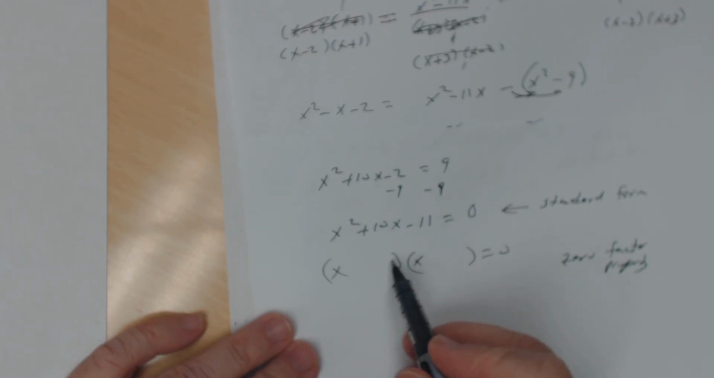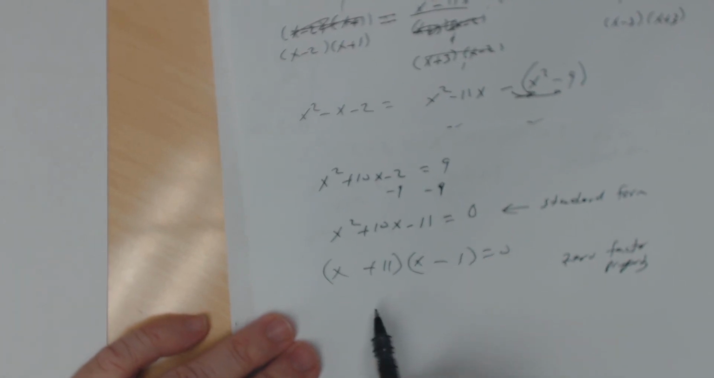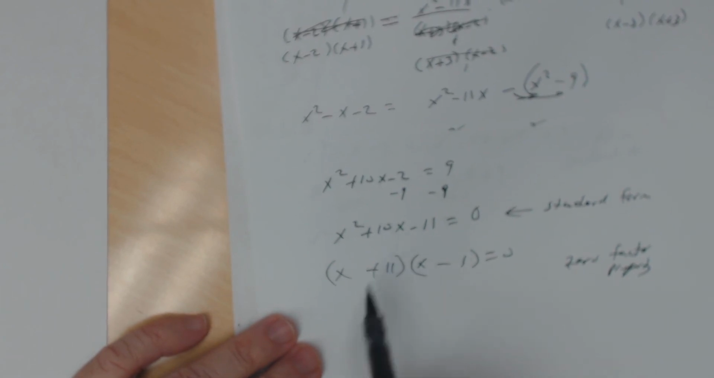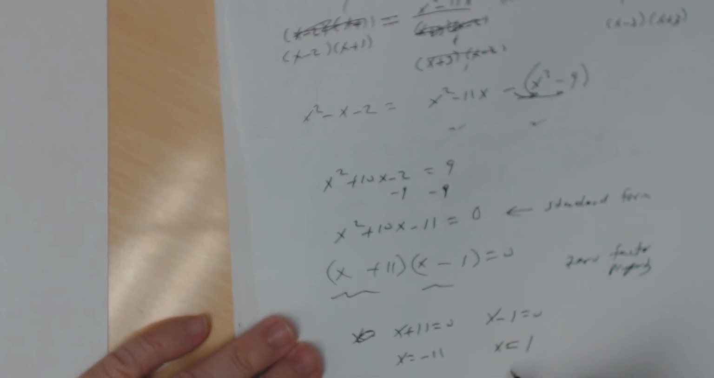All right, x, x, this will be 11, this will be 1. 11 will be positive, and 1 will be negative. All right, you can always check yourself. You'll notice that this will work. And now using the zero factor property, set each factor equal to 0. So I get x plus 11 equals 0, x minus 1 equals 0. So x equals negative 11, and x equals 1.